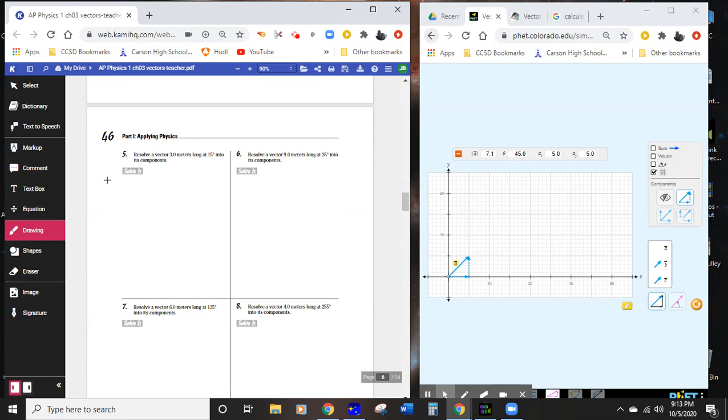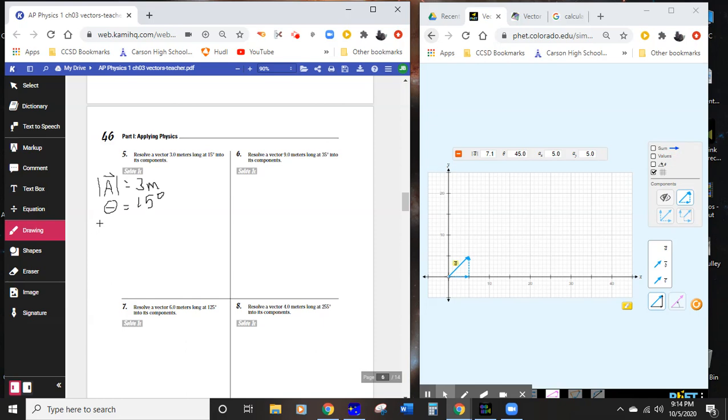So let's write the original vector. We'll say it is vector A. The magnitude of this vector given to us is 3 meters, like so. And the angle theta is going to be 15 degrees. So here, right down here, 15 degrees. All right, so there's the original vector.